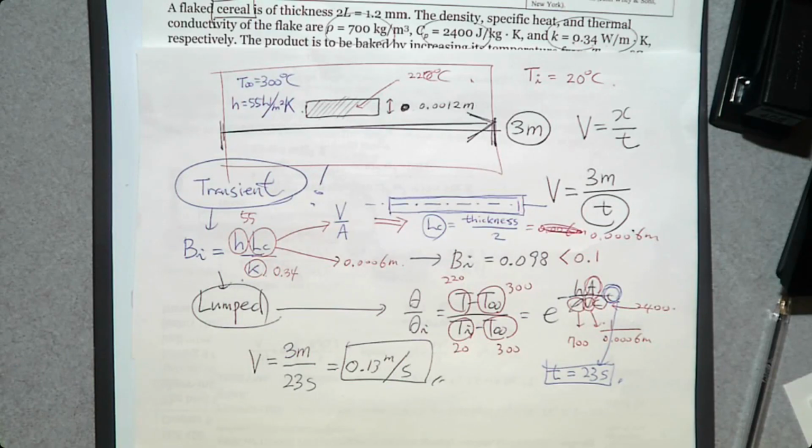HA over rho VC, and A over V is 1 over the characteristic length. So the characteristic length is 0.0006, so A over V is going to be 1 over 0.0006. That's what you can do.